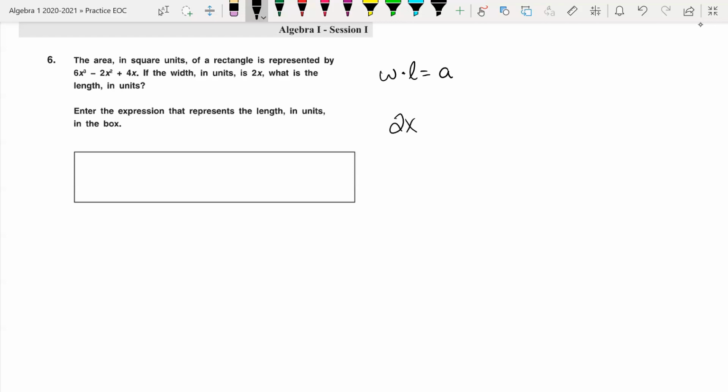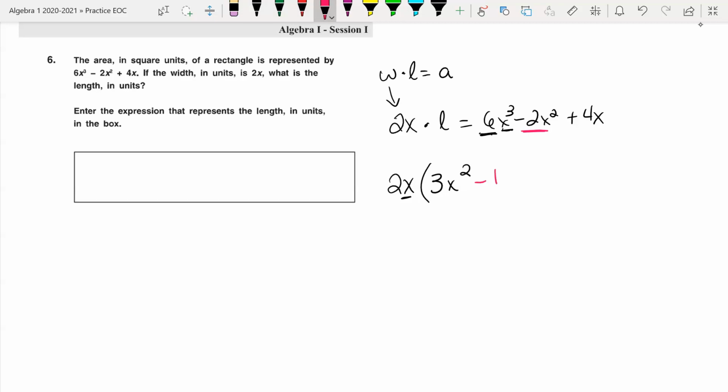So I'm going to say 2x is my width. I don't know my length, but it should equal 6x cubed minus 2x squared plus 4x. So we're going to factor out 2x. So 2 times what gives me 6? Well, that would be 3. I have 1x. I want 3 of them, so I need 2 more on the inside. And that's it for that term. So then I go to the next term.